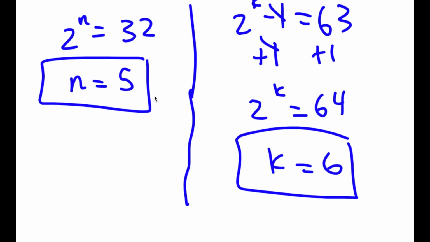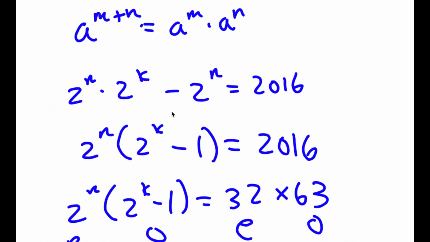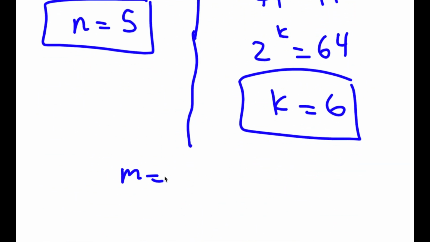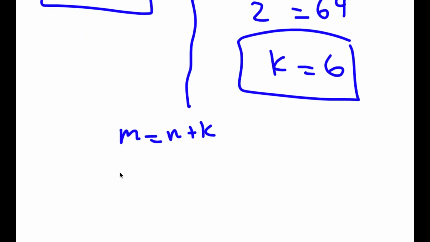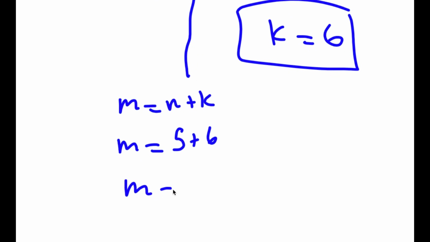So I have my values for n and k, so all we have left to do is find the value of m. And remember, m is equal to n plus k. So n is 5, k is 6, meaning m is 11.